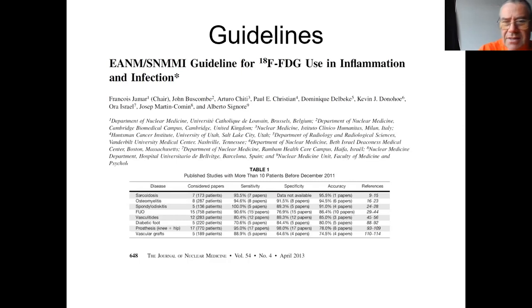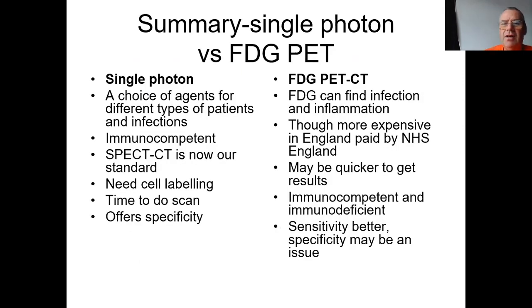So in summary, single photon versus PET. Well, with single photon, we have a choice of agents, and we can choose an agent depending on what we think about the patient, particularly if they're immunocompetent. SPECT-CT is now the standard, but you do need to have some enabling facilities at the time to do the scans. Most of these require at least 2 scanning times. But it does offer very high specificity, so it's very good if you're doing a sort of search. And if you want to know that an abnormal uptake or abnormality on CT and MR is infection, is that the site of infection, then it gives you a lot of specificity.